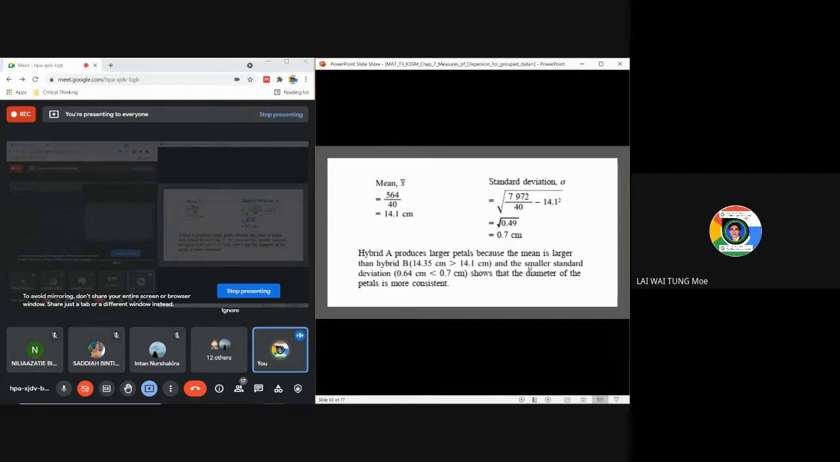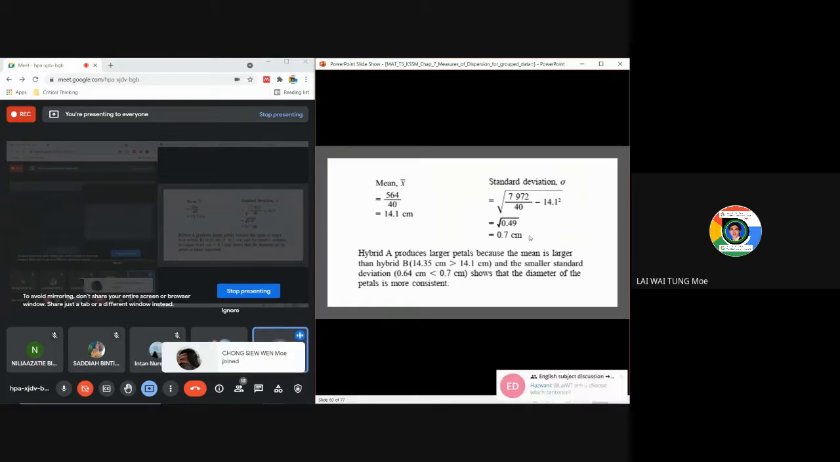And then for the consistency, you can look at the standard deviation. Compare the standard deviation for consistency. The standard deviation for hybrid A is smaller than hybrid B, which is 0.64, and hybrid B is 0.7. So hybrid A is smaller, which shows that the diameter of the petals is more consistent compared to hybrid B. So that is your justification.